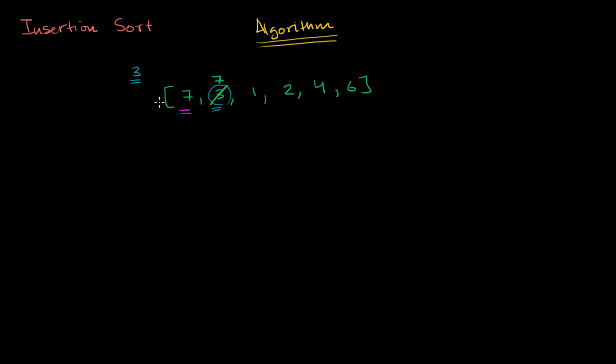And let's put the 3 where the 7 is, especially because there's nothing left to compare the 3 to. There's nothing lower. There are no elements before the 0th element. So let's just stick the 3 right over there. And so our list now looks like 3, 7, 1, 2, 4, and 6.